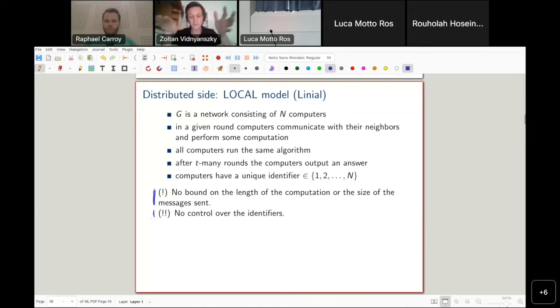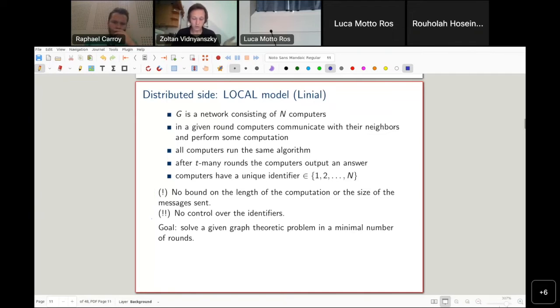Okay, so this is the intuitive explanation, but it turns out that if you formulate this local model in this way, an algorithm is nothing else but any function which maps labeled, ID'd neighborhoods to colors, and that's it. So what you can do is you look around, you collect the IDs in your T-round neighborhood, and then you spit out the color. Okay, so that's it. And we want to solve a graph theoretic problem in a minimal number of rounds. That's the thing.